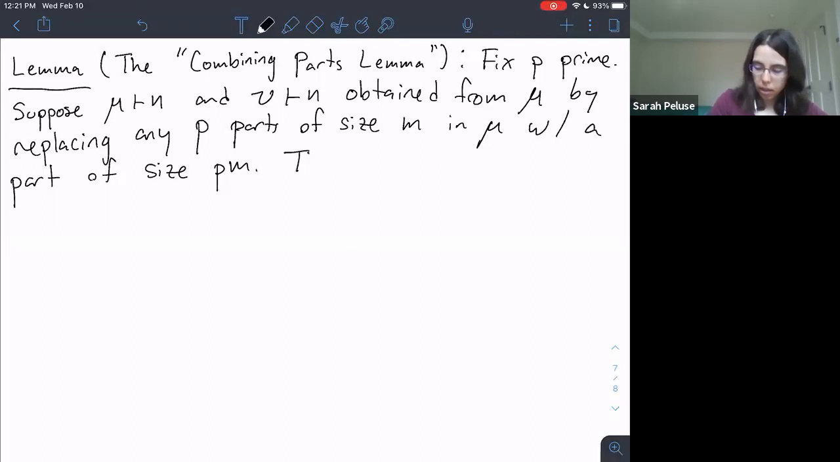So then the lemma says that for all partitions lambda of n, the character values of mu and nu are congruent mod p.